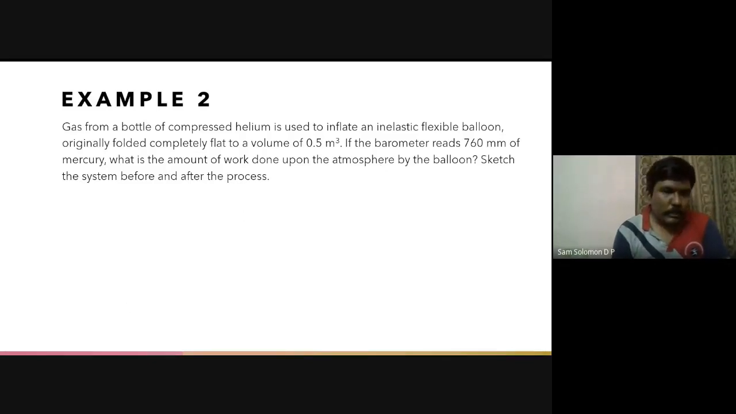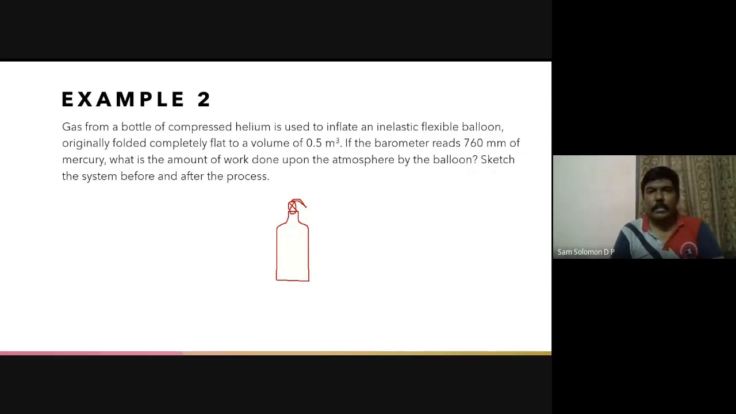So what they have given is that there is a bottle. I'm not that good in drawing, but to a certain extent this looks like a bottle. At the top of the bottle let's have a valve. There is a valve here, and what is attached to this bottle is a balloon, a flat balloon, nothing is there, the volume is 0. This is the initial condition.